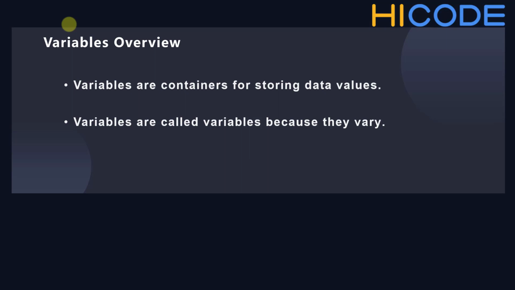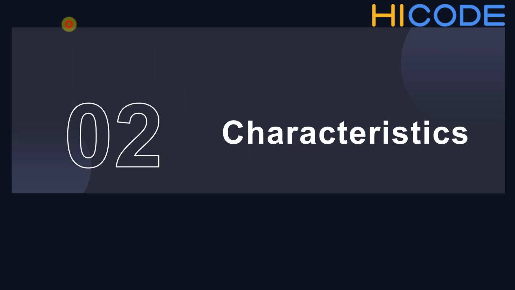Variables are containers for storing data values, and as their name suggests, values of variables usually change a lot when we run the program. They hold values for other widgets to use, and we can assign and reassign its value as we like. Moving on to the characteristics of HiCode variables.